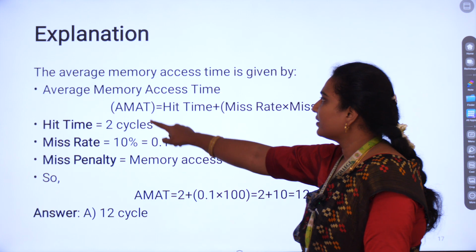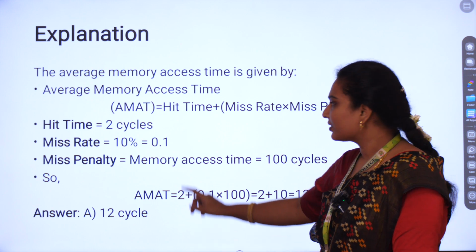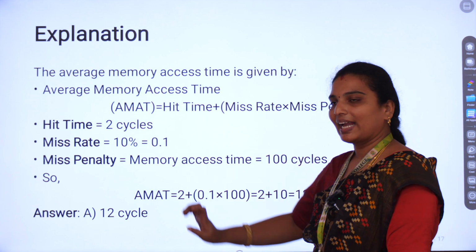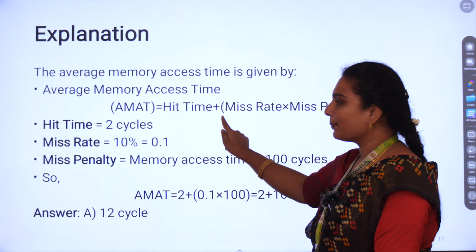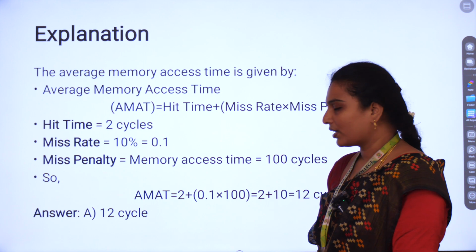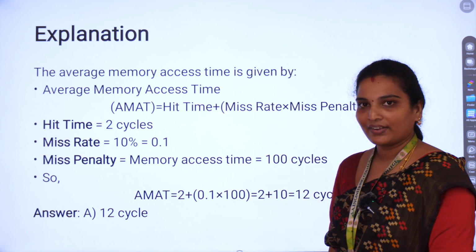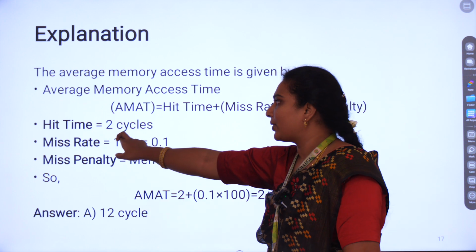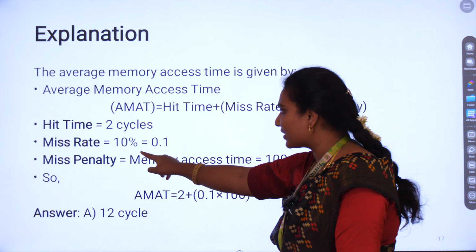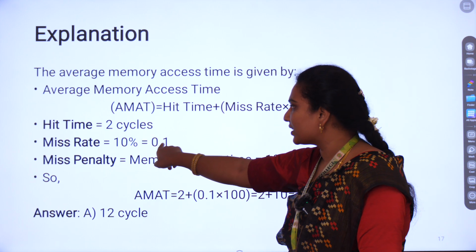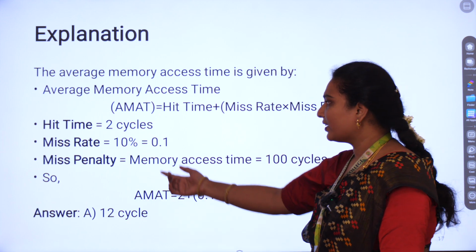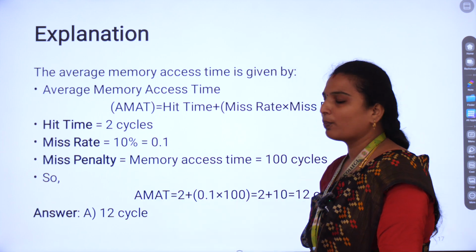In order to find the average memory access time, in short AMAT, the formula is hit time plus miss rate times miss penalty. First of all, we have to check whether all these data are available. Yes, the hit time has been given, which is 2 cycles, and the miss rate is also given, that is 10%. We are converting this 10% into 0.1 by dividing 10 by 100.